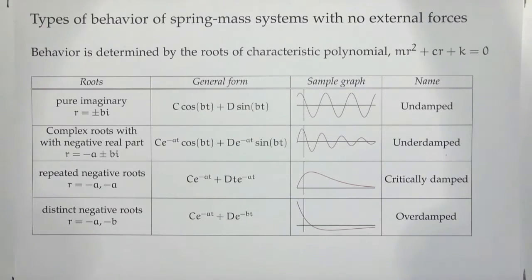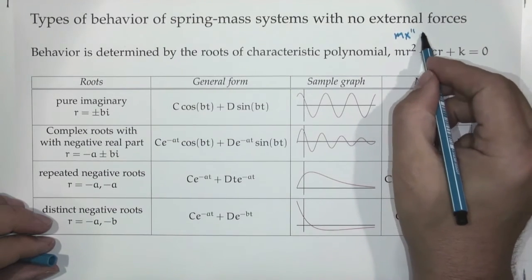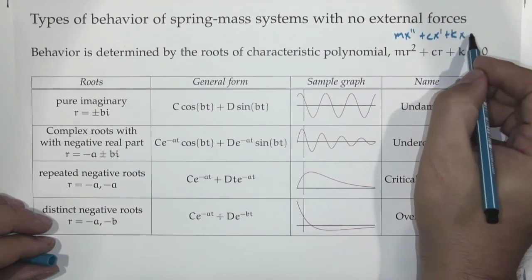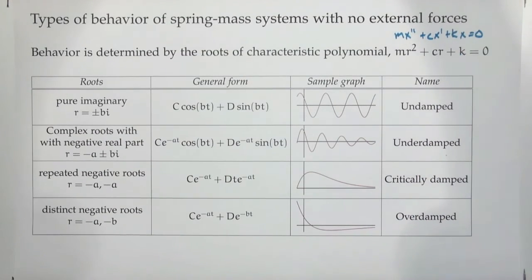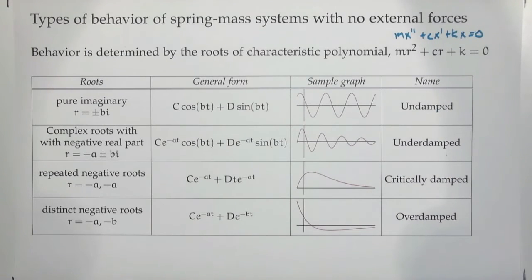Here's essentially all the types of behaviors you might see in a spring mass system if there's no external force. If there's an external force, all bets are off. Lots of weird stuff can happen. So let's look at that auxiliary polynomial. As a reminder, this is coming from your mx double prime plus cx prime plus kx equals 0. It's just a translation into a polynomial. You have roots of this, and there's some things that might happen.